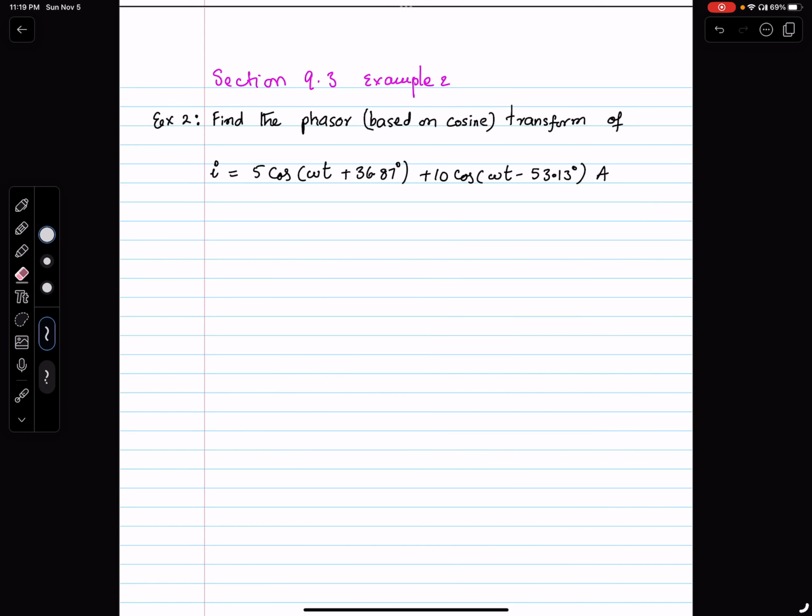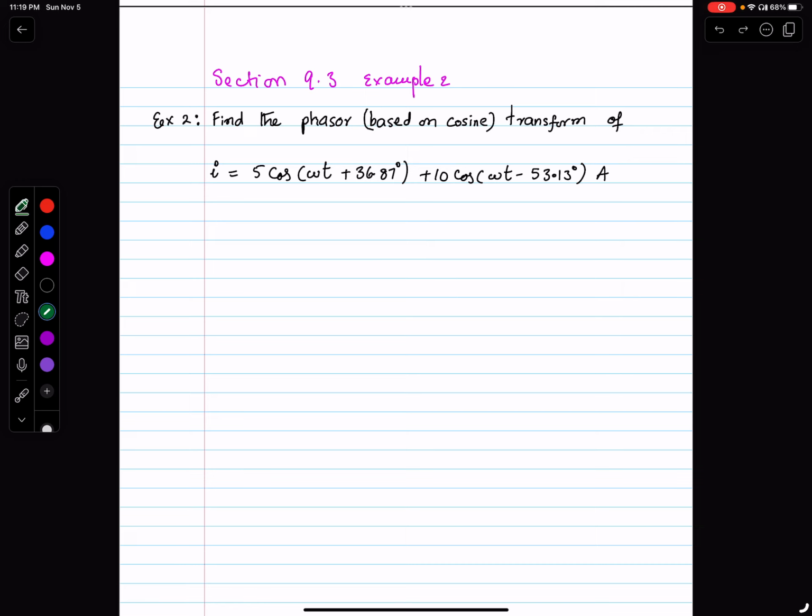Next example, very similar one. Find the phasor based on cosine. Find the phasor transform of a given trigonometric expression. Okay, we'll follow the exact same steps that we did in example one.